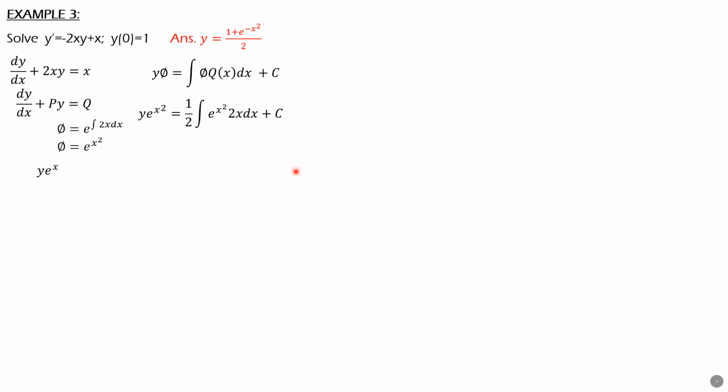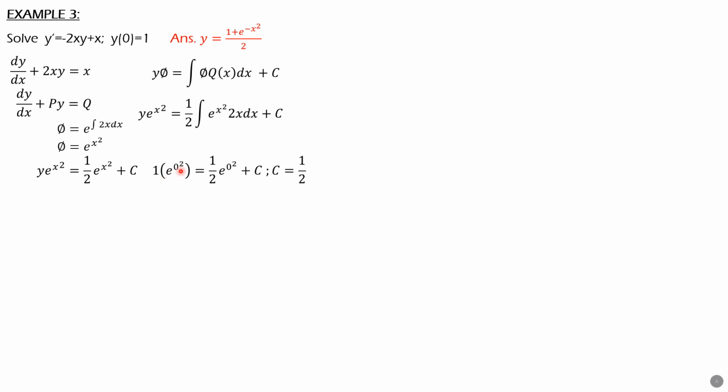Then we substitute the boundary condition. So y e to the x squared equals 1/2. The integral of this expression is e to the x squared. So that's why we have 1/2 e to the x squared plus c. Then because when x is 0, y is 1, so 1 times e to the 0 square equals 1/2 e to the 0 square plus c.